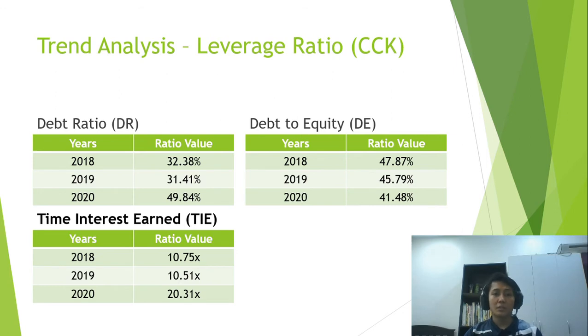Next, CCK's times interest earned for all three consecutive years show good ratio performance. This is because it shows that the company had an increase on the ratio value from 2019 until 2020. It indicates that the company can meet its fixed interest payment and lower risk of default.